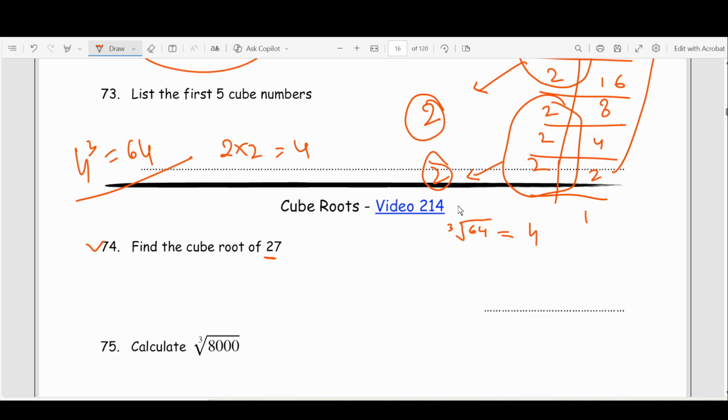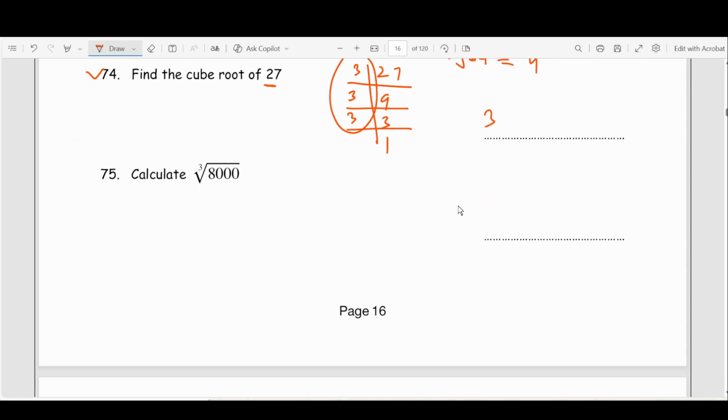3. Yes, it's 3. Even you can check it. 27 you divide by 3, 9 you get, right? Again you divide 9 by 3, you get 3. 3 divided by 3 is 1. So you get a group of 3, right? That's how we got 3. Okay, can you try this?